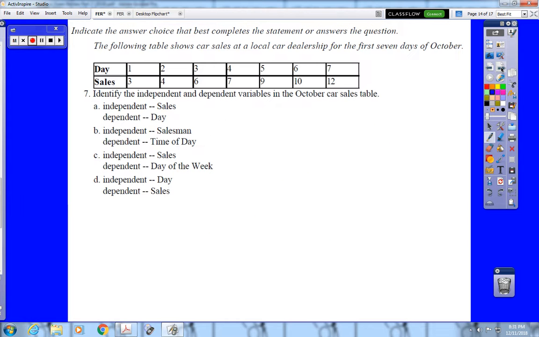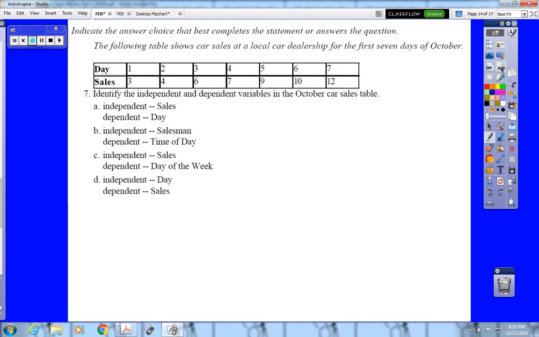All right, now I think we're on to the second page. So, indicate the answer choice that best completes the statement or answers the question. The following table shows car sales at a local car dealership for the first 7 days of October. Identify the independent and dependent variables in the October car sales table.